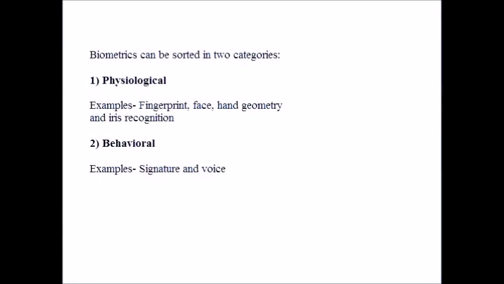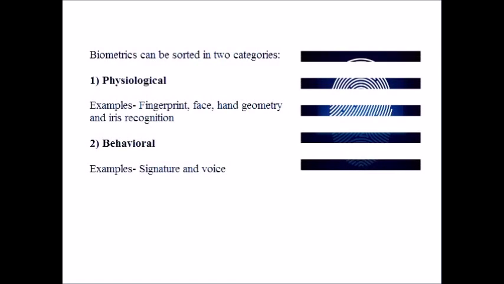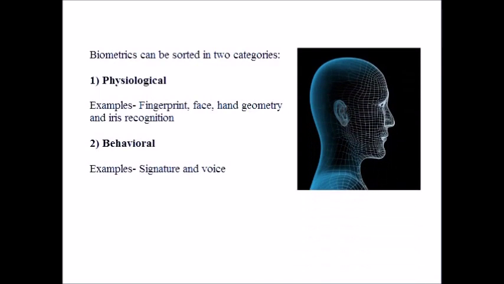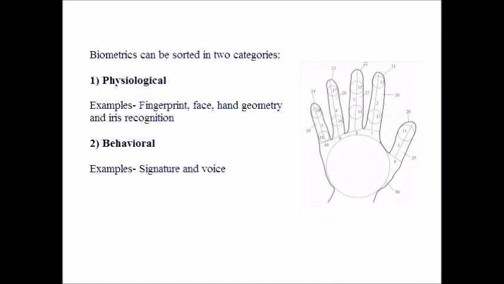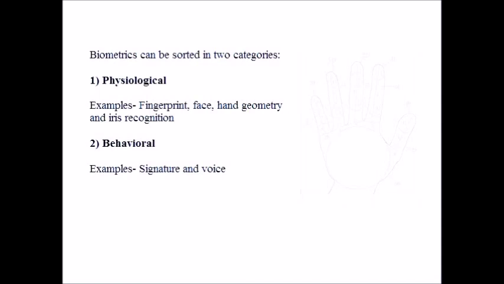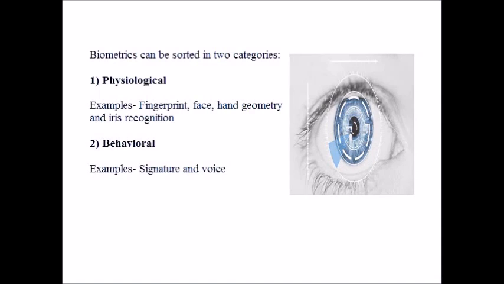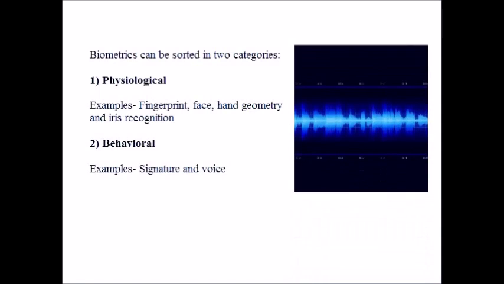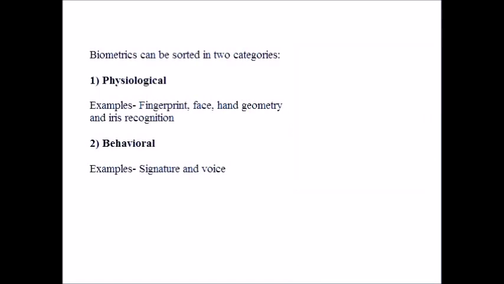Biometrics can be sorted in two categories. First is the physiological, for example, fingerprint, face, hand geometry, and iris recognition. Another form is behavioral, for example, signature and voice. We will discuss all these biometrics used for the process of authentication one by one in the following slides.